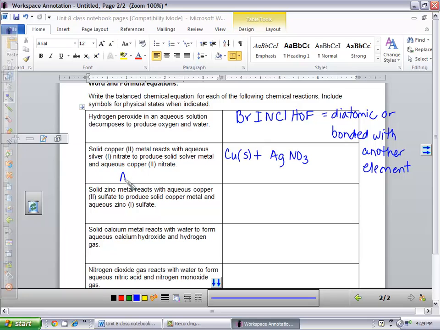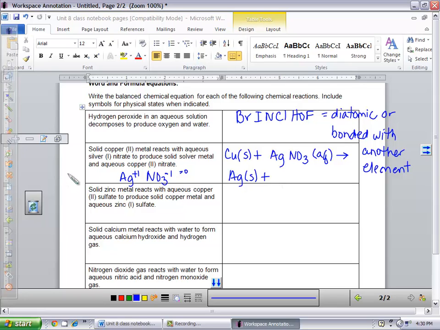But this silver 1 means that silver has an oxidation of +1, so he's going to give away an electron. If you look at nitrate on the polyatomic chart, he accepts an electron, so they're balanced. So you just need one of each. And it says it's aqueous. To produce solid silver metal and aqueous copper 2 nitrate.